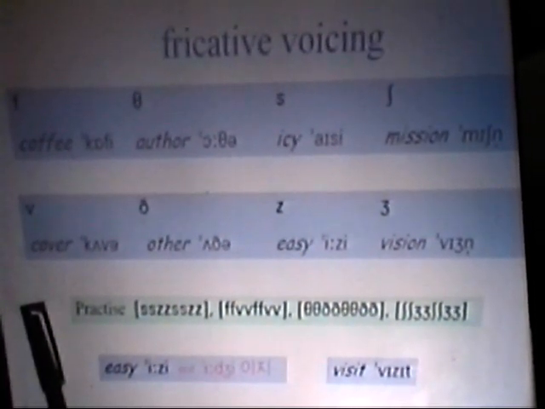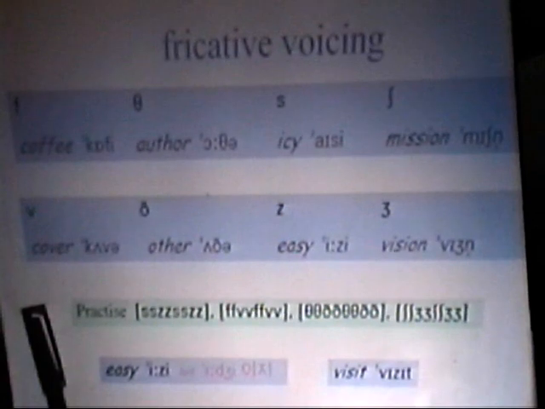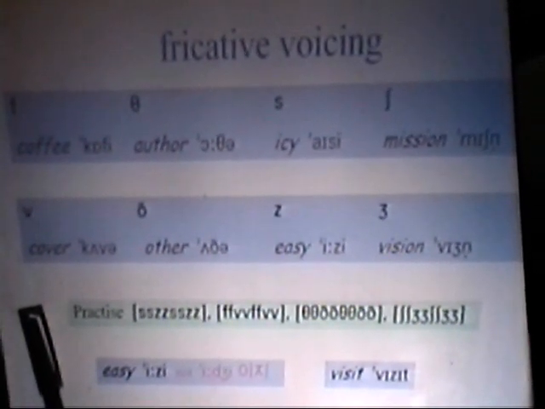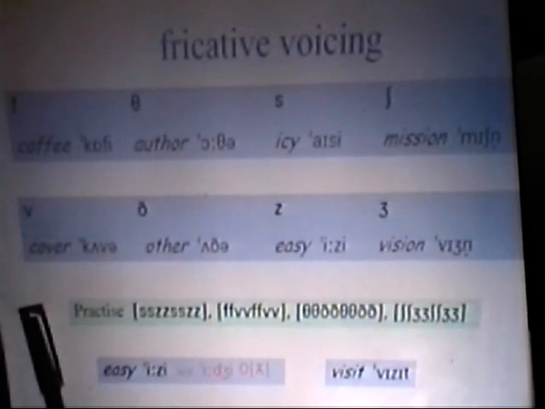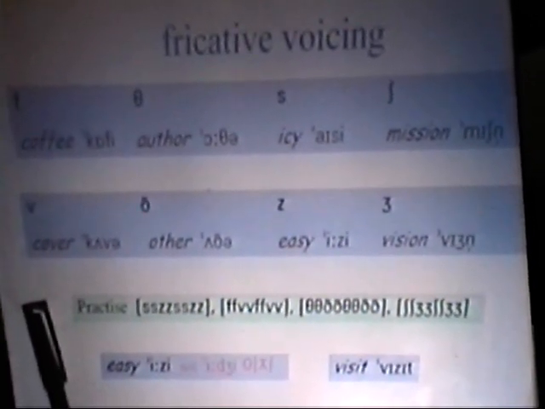We've got a B for a V, and we've also got voiceless. If I correct the V, visit. Spanish kind of mispronunciation, visit. Swedish kind of pronunciation, visit, with voiceless instead of voiced.